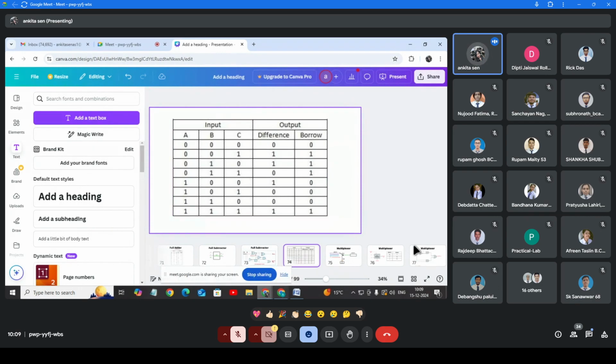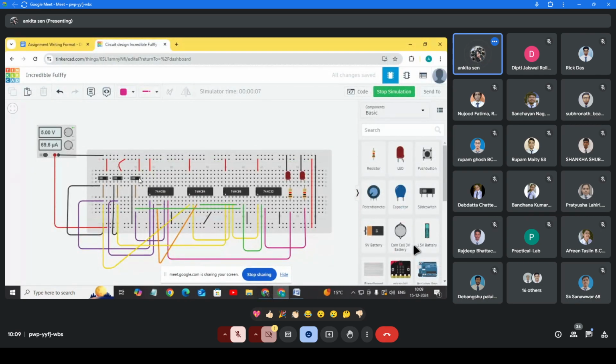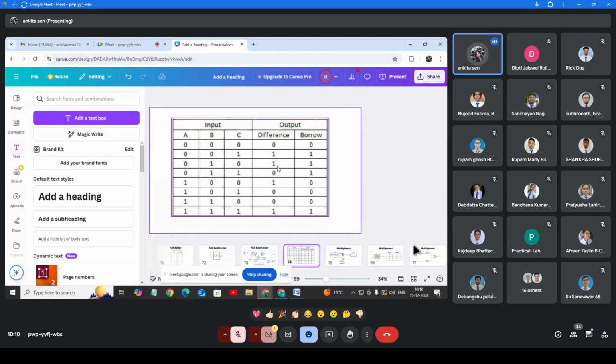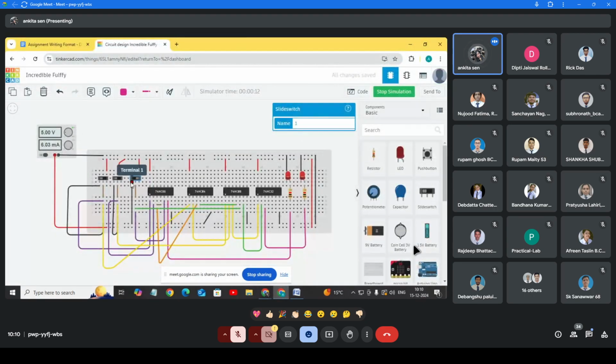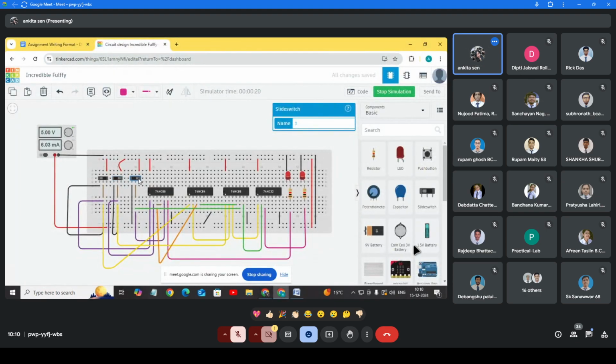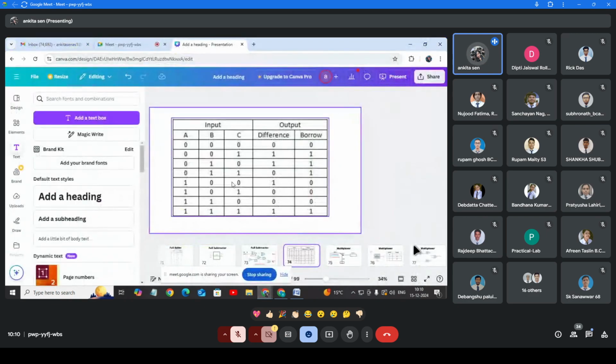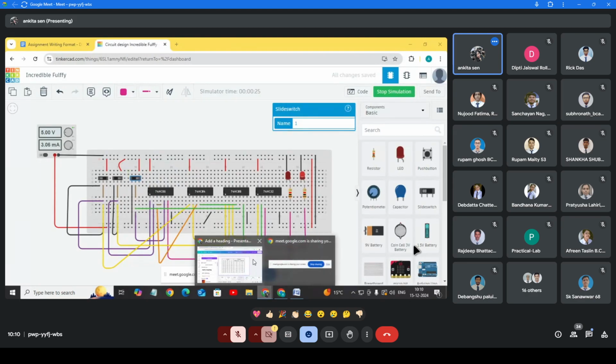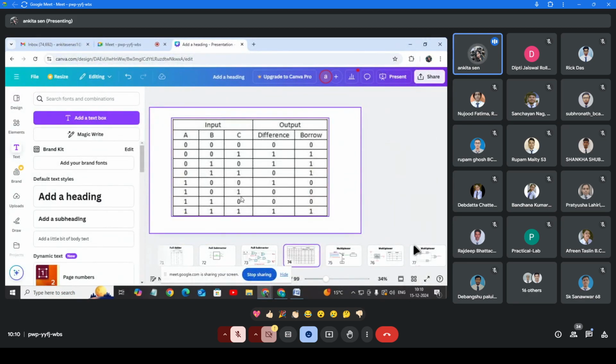This one satisfied. Nothing is glowing. When C is 1, this one satisfied. Both the ones are glowing. Satisfied. B is in the on state. Both the ones are glowing. Satisfied. This one, only borrow is glowing. A is in the on state. Let it be. When A is in the on state, then the difference should be one only.